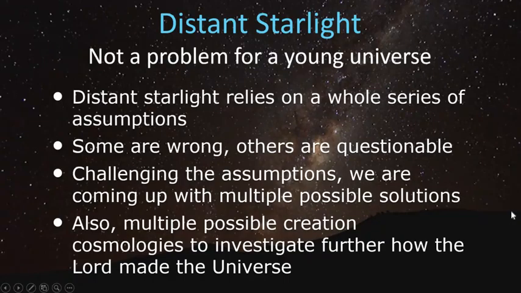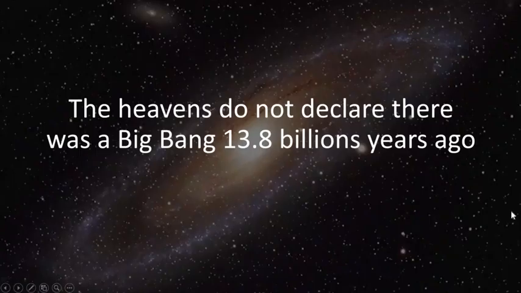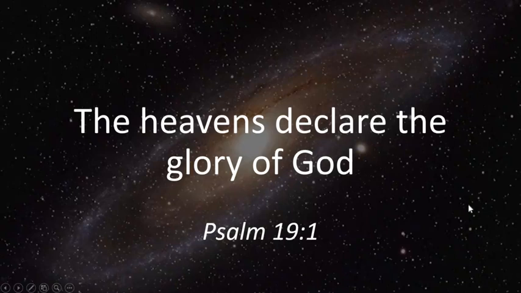So, distant starlight, not a problem for a young universe. Distant starlight relies on a whole series of assumptions. We went over several of them. Some are wrong, and others are questionable. But challenging the assumptions, we are coming up with multiple possible solutions. Also, multiple possible creation cosmologies to investigate further how the Lord made the universe. The heavens did not declare there was a Big Bang 13.7 or 13.8 billion years ago. The heavens declare the glory of God, as in Psalm 19:1. The end.